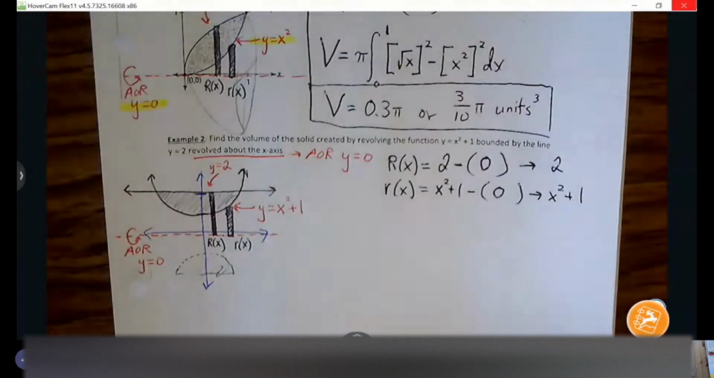Yes? So will we ever be dealing with a diagonal axis? No, our axis is always either horizontal or vertical, never diagonal, right?